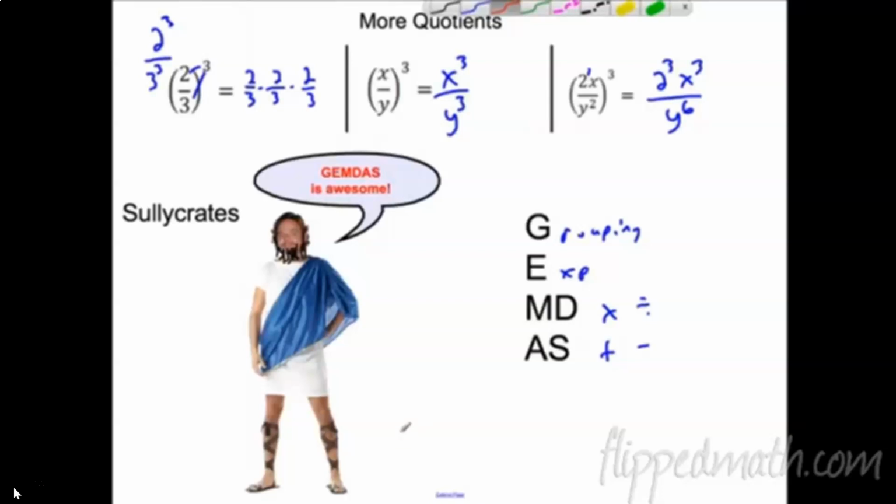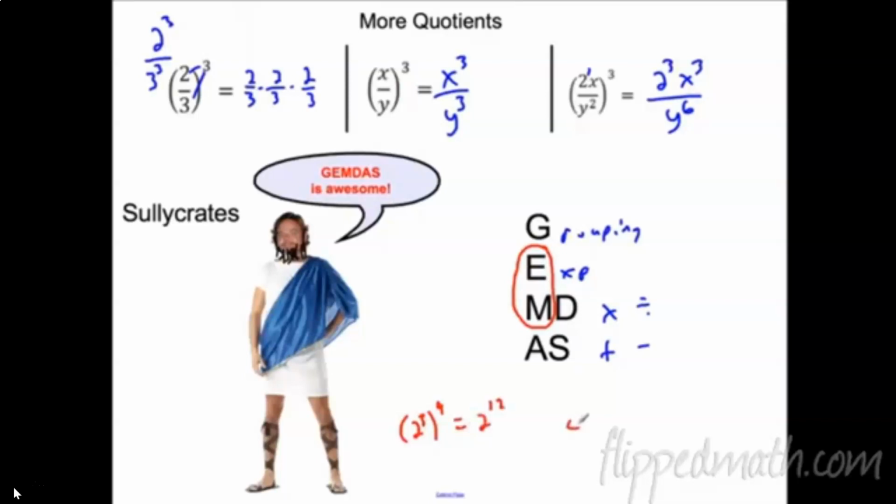So when I have a power to a power, 2 to the 3rd to the 4th, my power rule says this: I've got an exponent to an exponent. If you look at this, what is the rule here? If I have an exponent, I'm going to multiply. GIMDOS tells me what to do. Oh yeah, I know that's 2 to the 12th.